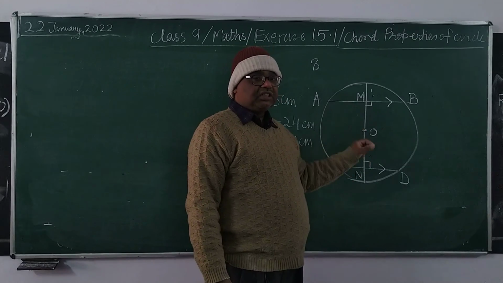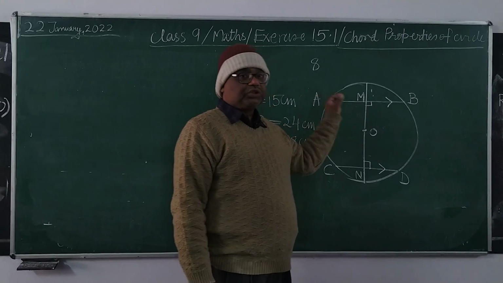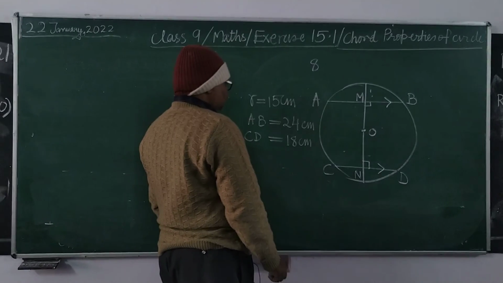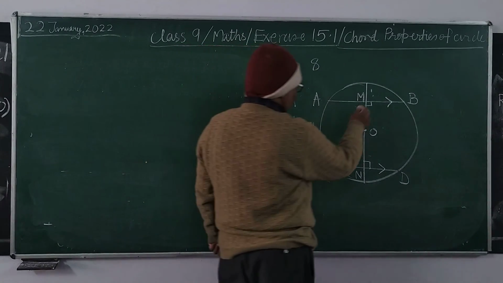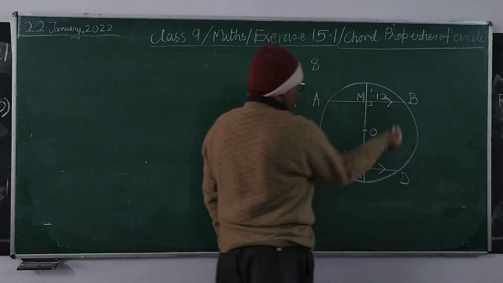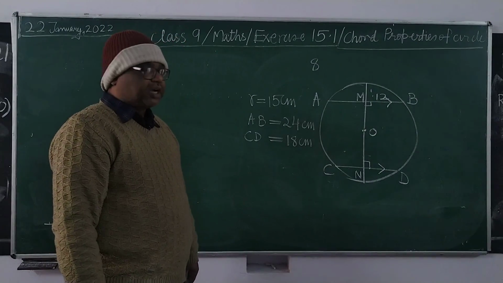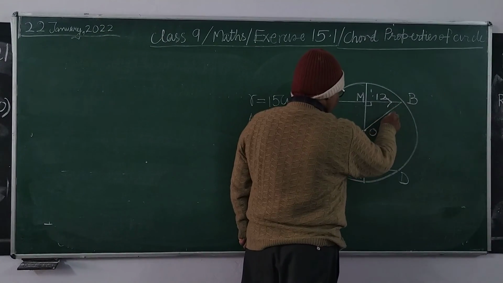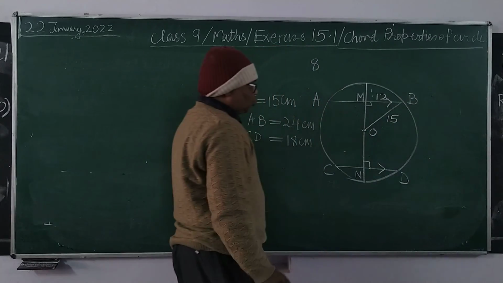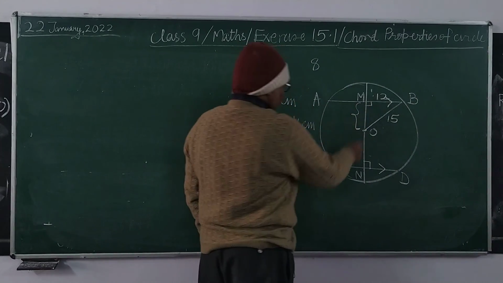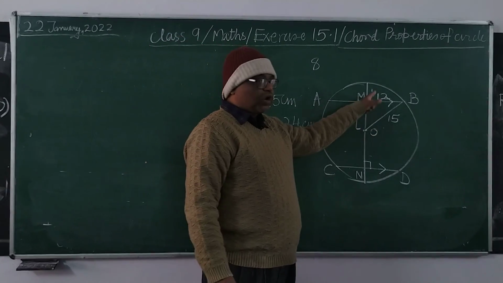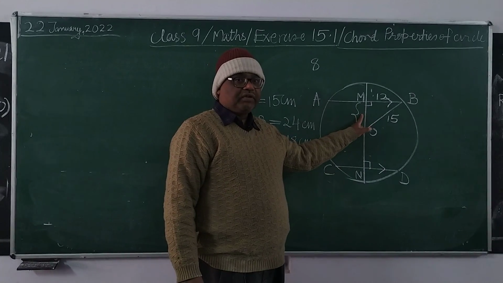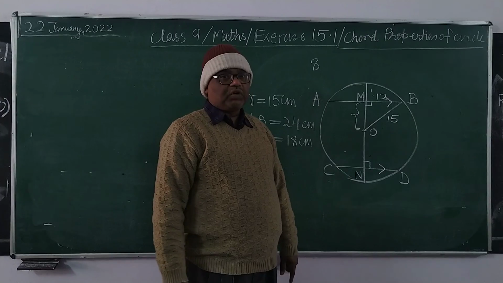Since AB is parallel to CD and angle M plus angle N equals 90 plus 90, 180 degree, therefore MON is a straight line. It's clear. This thing you will mention as we have mentioned in question number 6 at the beginning. Now after this you can see here AB is 24, therefore what will be this BM? It will be 12, M will be the midpoint because OM is perpendicular. Radius of the circle is given 15. So by Pythagoras theorem we can find OM.